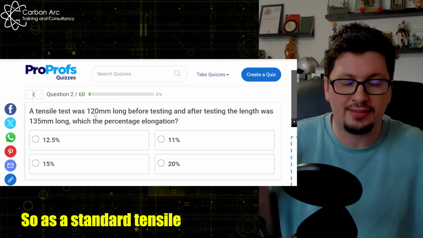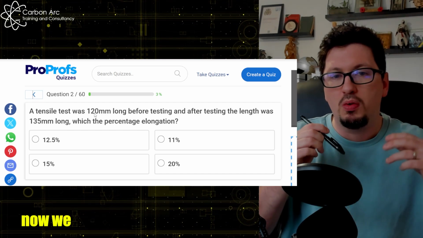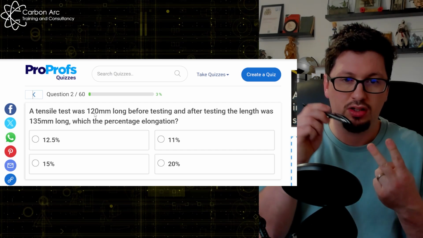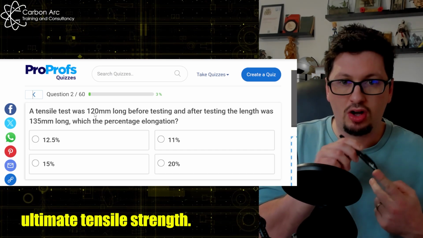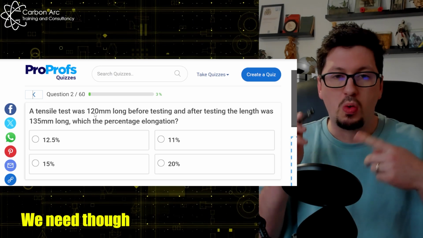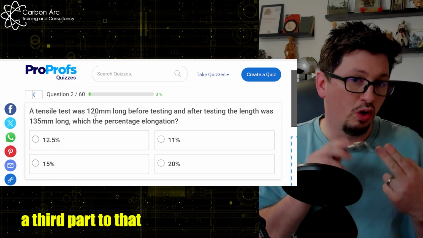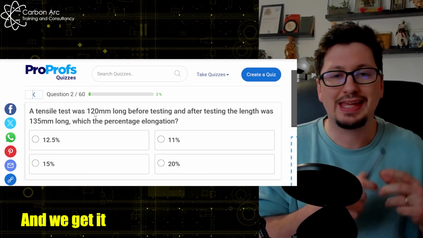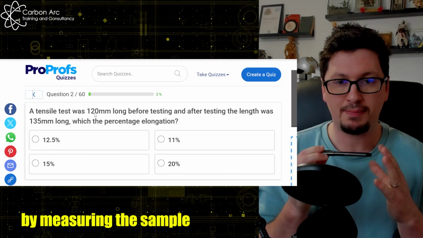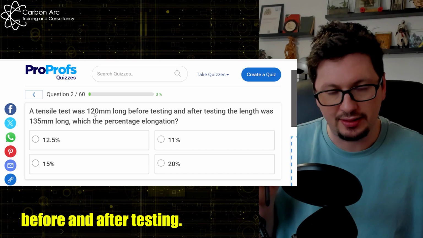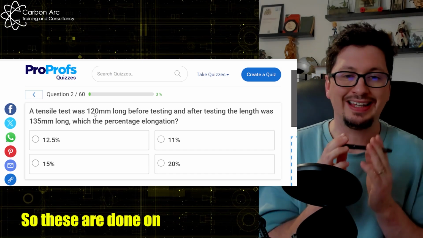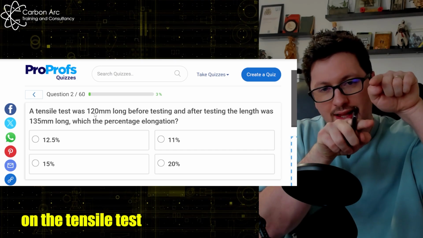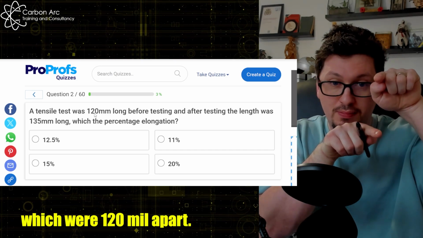So that's a standard tensile. From that, we're getting two bits of information, our yield and our ultimate tensile strength. We need, though, a third part to that, which is elongation, and we get it by measuring the sample before and after testing. These are done on what we call gauge lengths. So we put 2 marks on the tensile test, which were 120 mil apart.